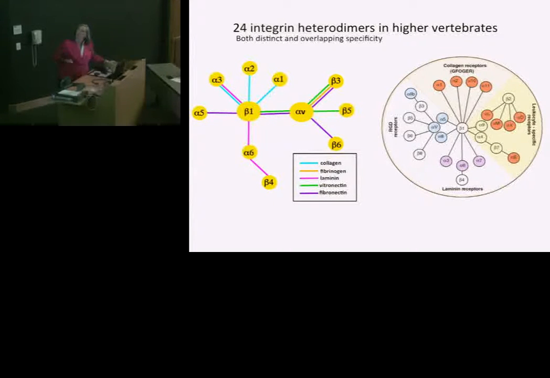And this is just another diagram showing essentially the same thing. So laminins can bind to lots of different matrix proteins. Integrins can bind to lots of different matrix proteins. Some integrins can bind more than one protein. Some proteins are bound by more than one integrin.